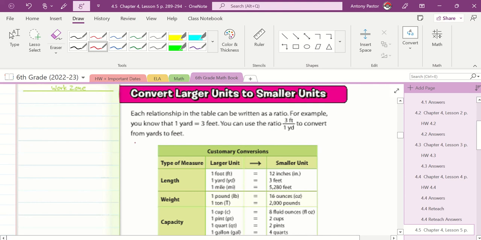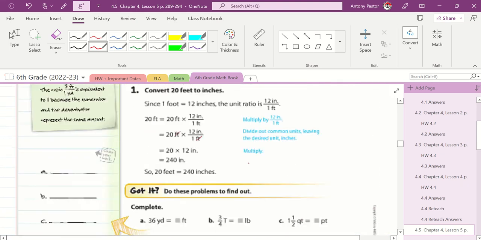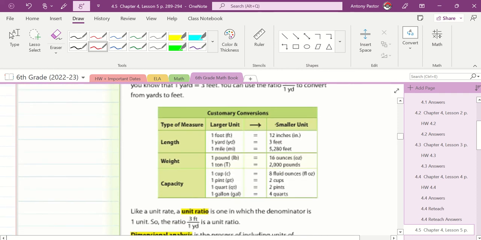So in class, as we talked about, this is going to be the part of the book. So this is page 290. I told you guys to either copy this down in your book, or you can actually cut this out of your book since your book is a consumable. I would highly suggest you have this in your notebook. This is going to be a game changer when it comes to your test because you need to know your customary conversions. It has it broken down into 3 sections: length, weight, and capacity.